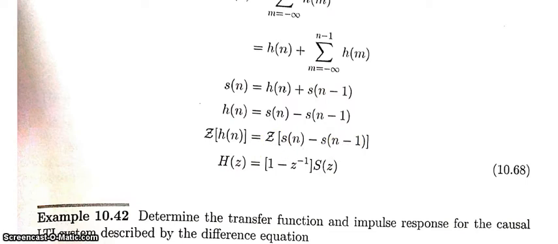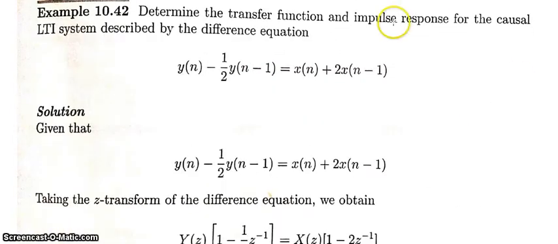Now we will start with questions. Determine the transfer function and impulse response for the causal LTI system described by the difference equation y of n minus 1 by 2 y of n minus 1 equal to x of n plus 2 x of n minus 1. Here we are given the difference equation representation of a discrete time system. We have to find the transfer function and impulse response.